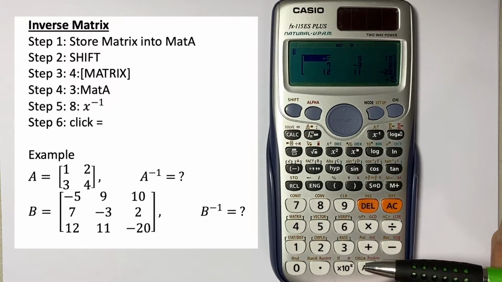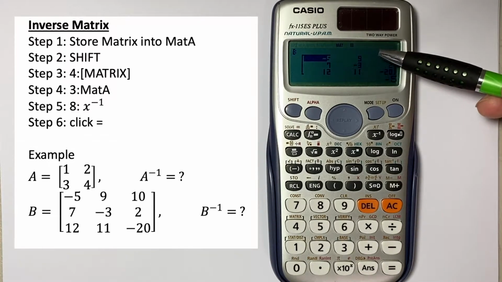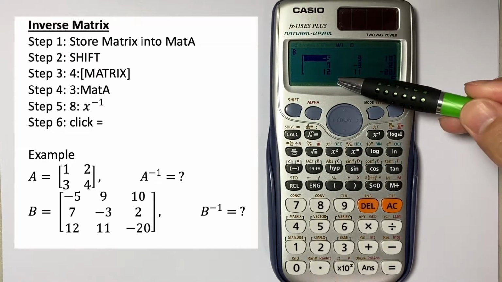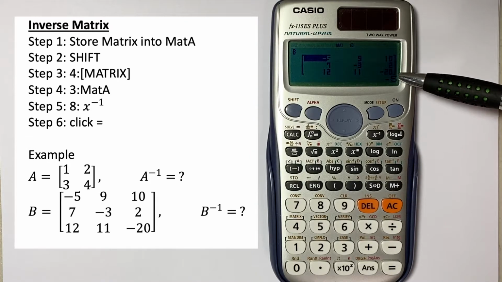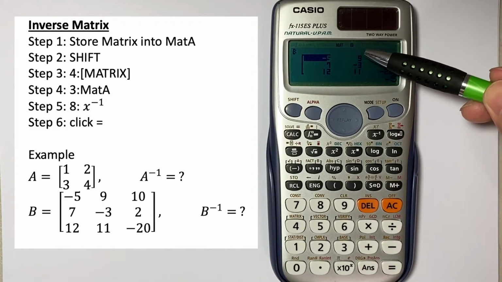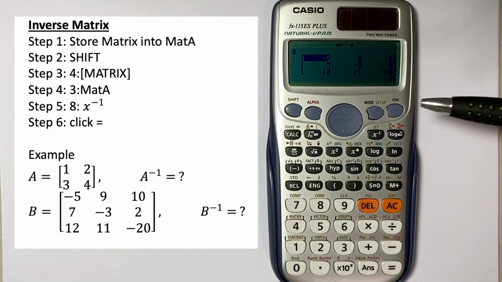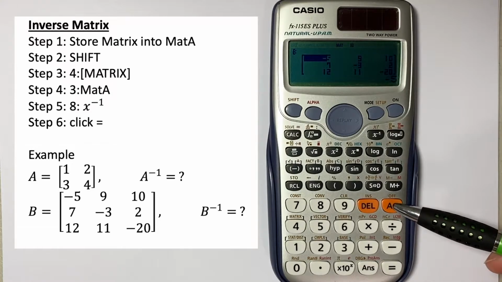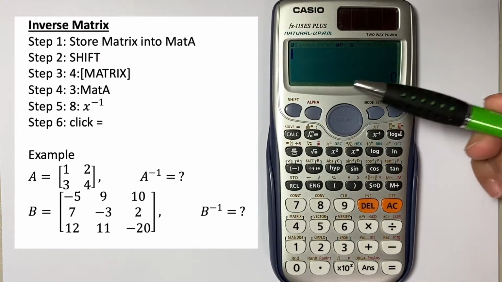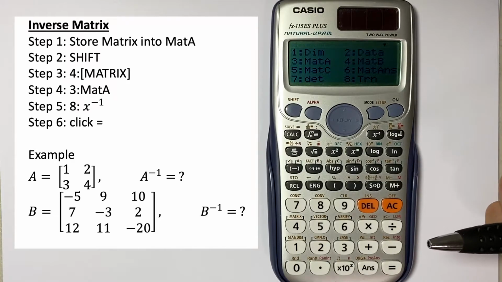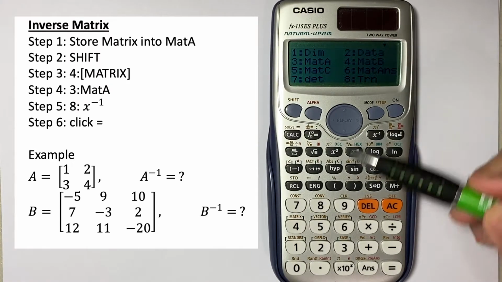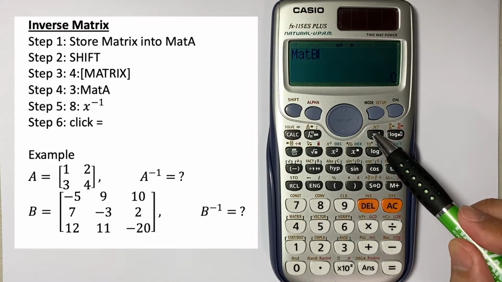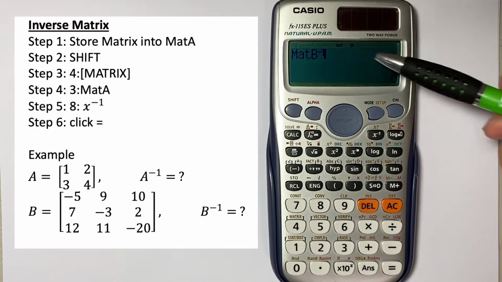So here we're going to have -5, 9, 10, 7, -3, 2, 12, 11, and -20. So this is what we entered previously. It's still stored in matrix B here, so everything is still correct. Just save it. Go to shift and then 4, and then we're going to select matrix B. Be sure that you go with the x power -1 button right here. So this is inverse matrix B.